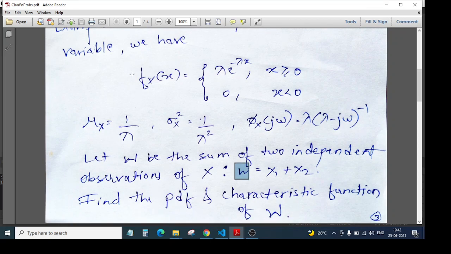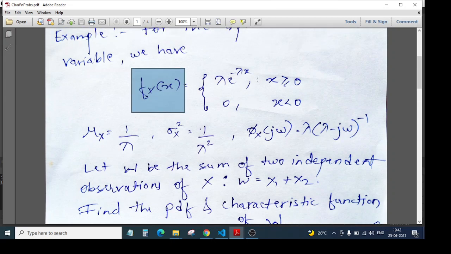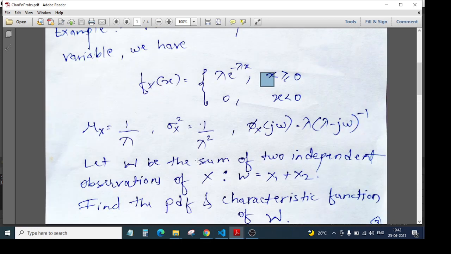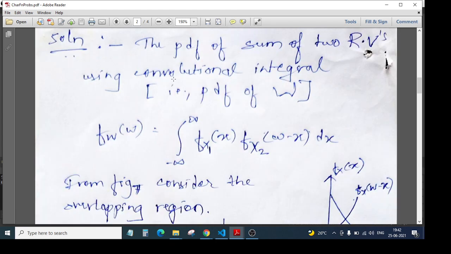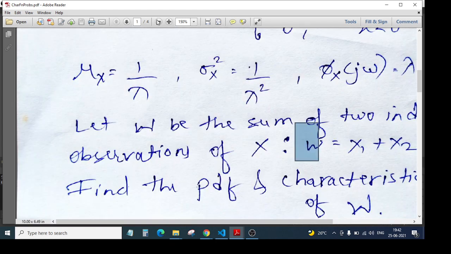They have already given us the PDF of x. We need to find the PDF of w. Okay, so this is done. Let us move ahead and try to see how the solution would look.